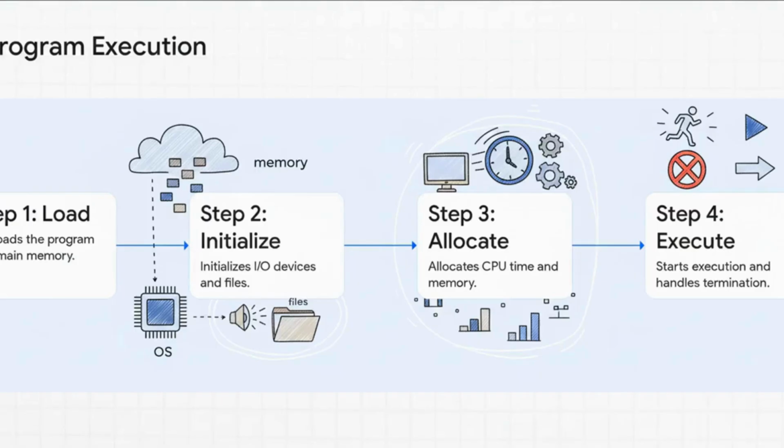Remember our question from the start. When you click an app, this is what happens. In a flash, the OS finds the program's code and loads it into memory. It wakes up any hardware it needs, like your screen or your speakers. Then, it carves out a tiny slice of the processor's precious time just for that app. And only then does it start running. And it continues to manage that program's entire life until you're the one to close it.